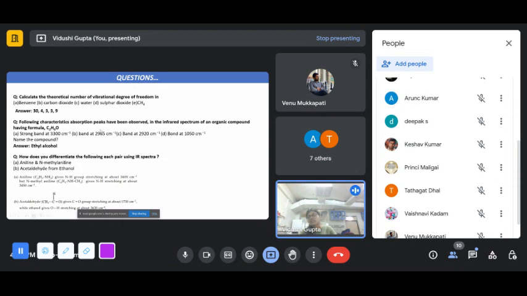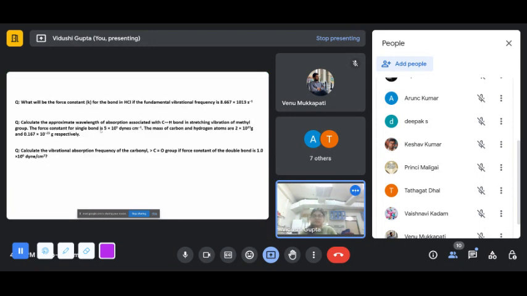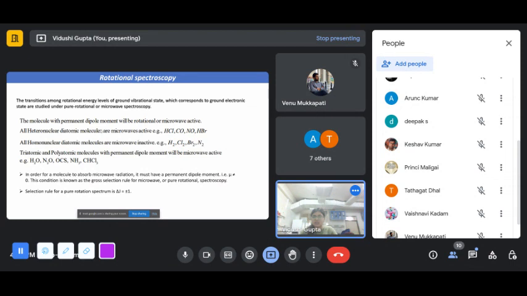Like for acetaldehyde, we discussed the carbonyl stretching will be approximately 1730, and in ethanol, the OH stretching is near about 3600. Then we discussed the numericals about how to calculate the wavelength, frequency, force constant. Now moving to rotational spectroscopy.